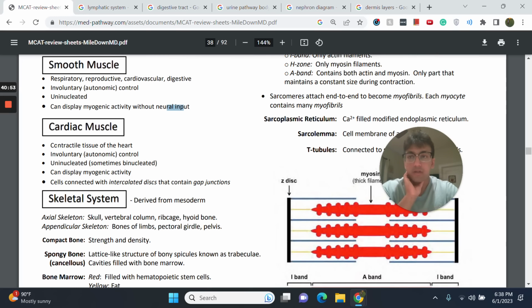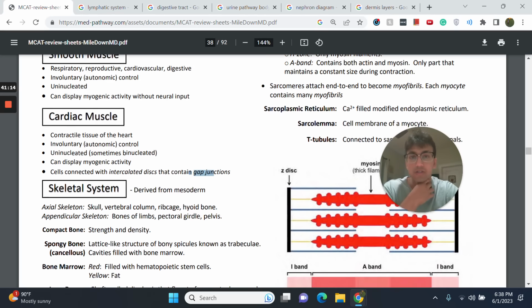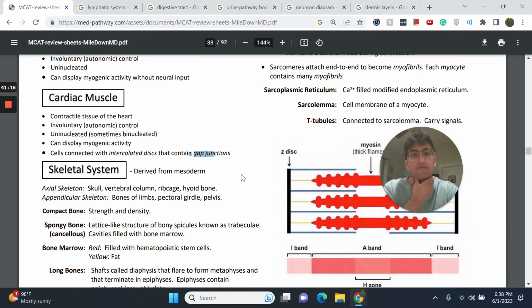Okay. Next is cardiac muscle. Cardiac muscle is the contractile tissue of the heart, right? It's under involuntary control. You're not controlling your heart. It's uninucleated, but sometimes it's binucleated. And this is the muscle of your heart. It can display myogenic activity. And the cells are connected with these things called intercalated discs, which contain gap junctions. This is helpful for moving across that electrical signal.